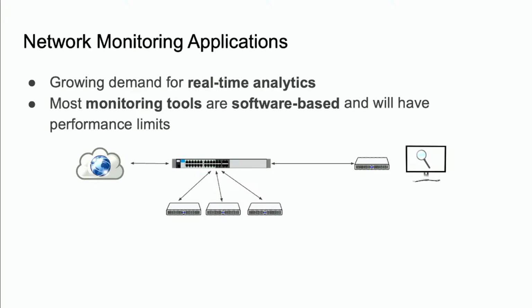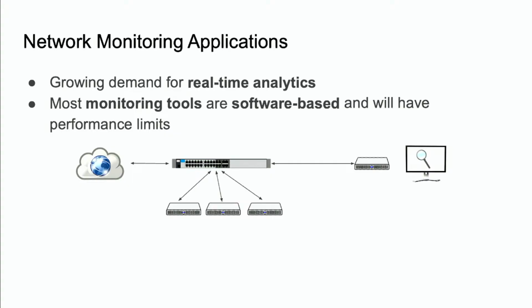So now from a network monitoring point of view, there's a growing demand for real-time analytics at higher traffic rates. So you want to see more stats live. You don't want to sample and then process those metrics. Security and health monitoring will also require deeper packet inspection, which requires faster packet processing.